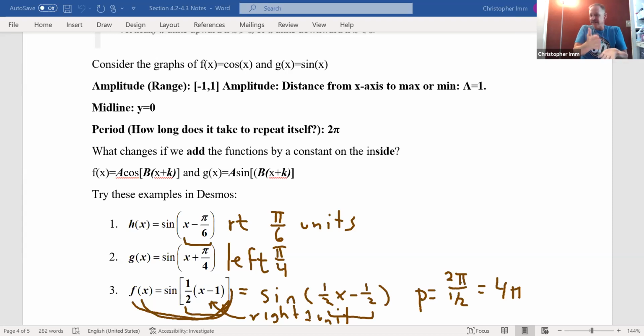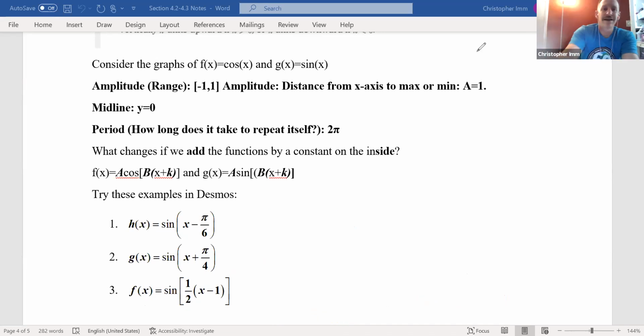So this one should be the sine graph with a period of 4 pi, so it's stretched out. And that whole graph is moved 1 unit to the right. Okay. So before I show you these, let's just talk about what we learned today.